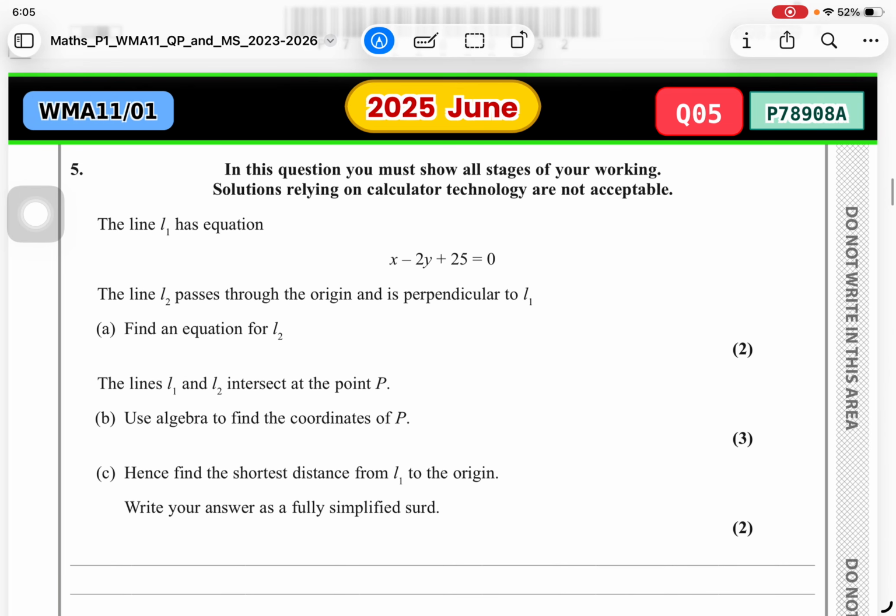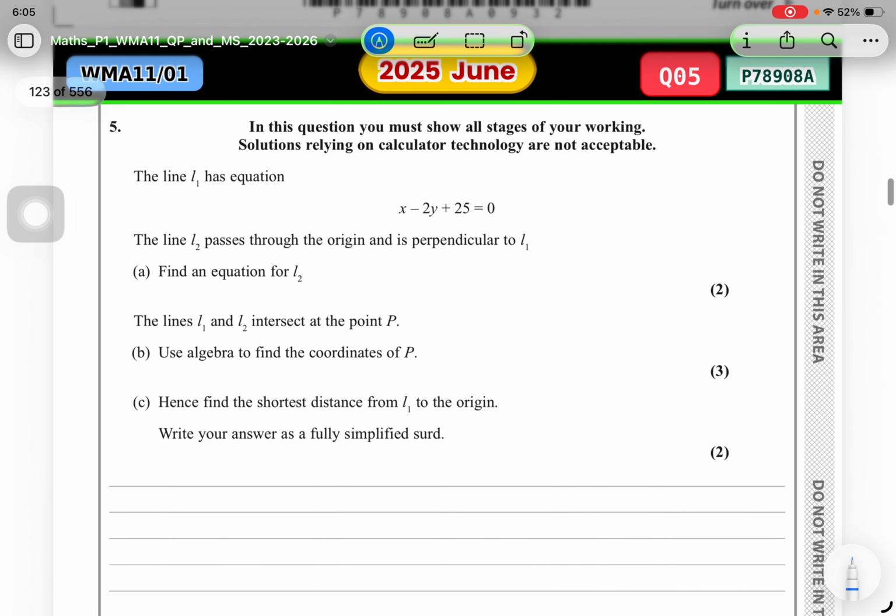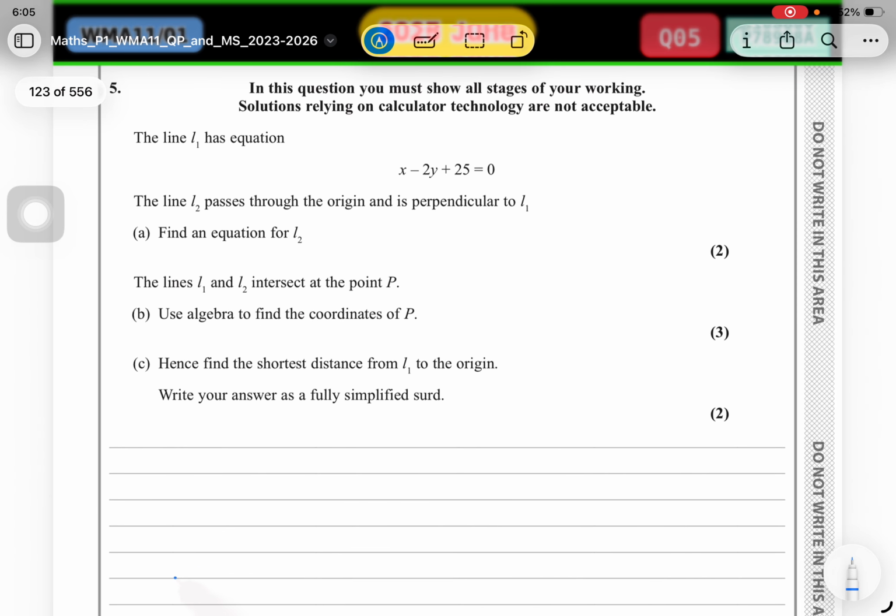So now the question number 5. They're talking about a line L. Okay, this line L has an equation, and it is passing through the origin and perpendicular to L1. First of all, they're talking about the origin.